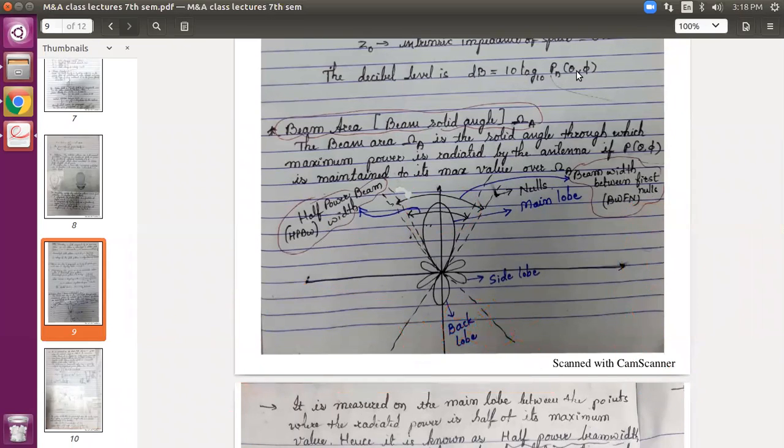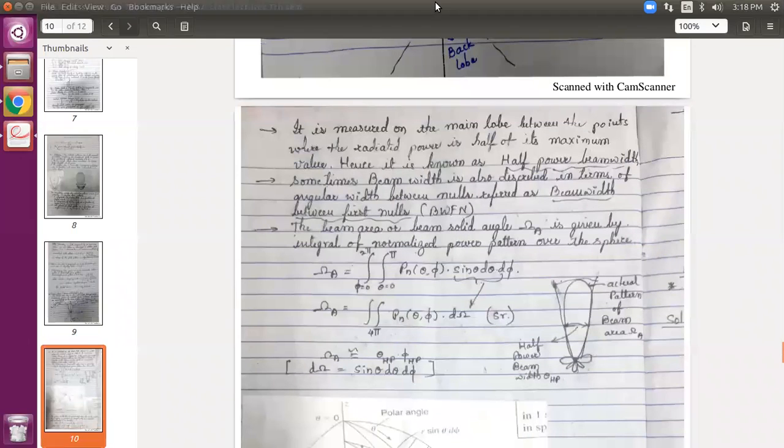Okay, this is one thing. Then, that's what half of its maximum value means, hence it is called half power beam width. Sometimes beam width is also described in terms of angular width between nulls. That's what I have shown you already in the figure, BWFN, beam width between first nulls. Then this is important if problems are concerned.